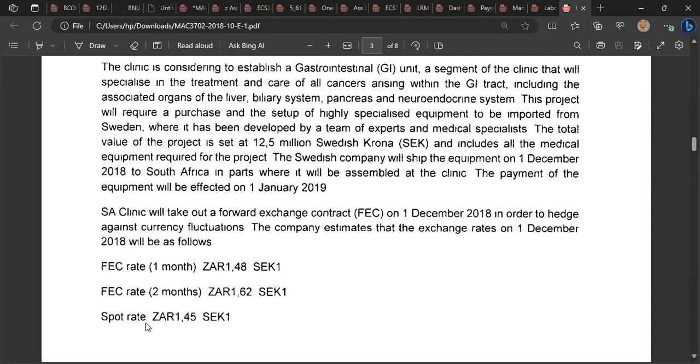So the value of your GI unit in your journals, you are going to be debiting it with what? 1.45 times 12.5 million. That's fairly easy. All these other ones, in FAC, they'll normally give you maybe a couple of spot rates. Maybe they'll give you another spot rate 2 months or 3 months after when the payments have been made. Those ones have to do with the profits and losses, which we call exchange gains or exchange losses. They've got nothing to do with the value of the equipment as at the acquisition date.